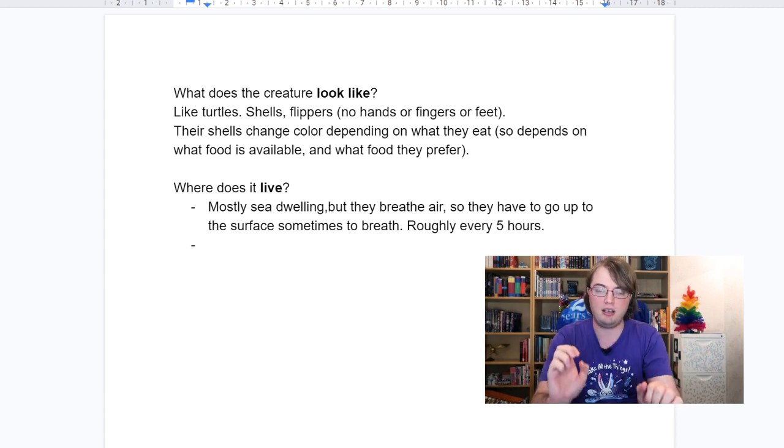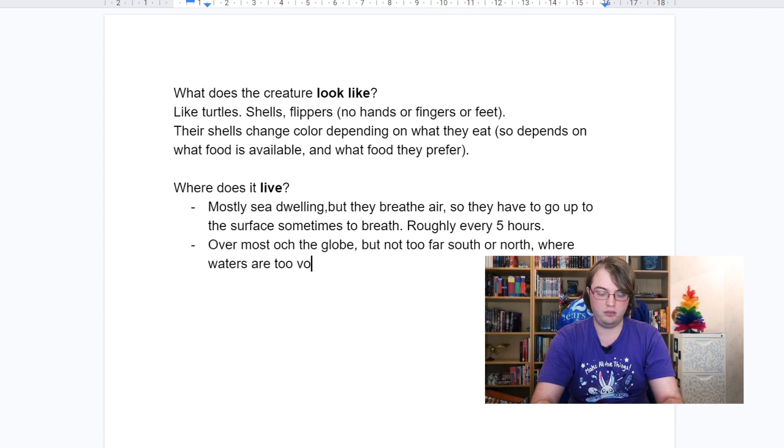Geographically speaking, again, basing this on turtles, they live more or less all over the globe, but not too far south and not too far north, because it gets too cold there. So over most of the globe. And they're going to avoid anywhere where there's ice, because ice is bad, because then you can't get up over the surface and breathe. No ice.